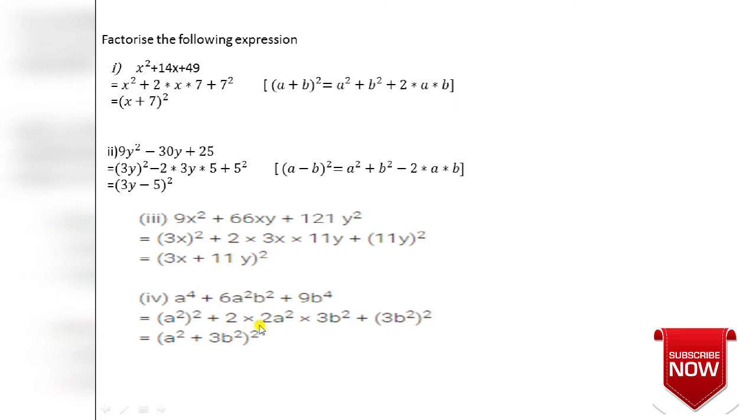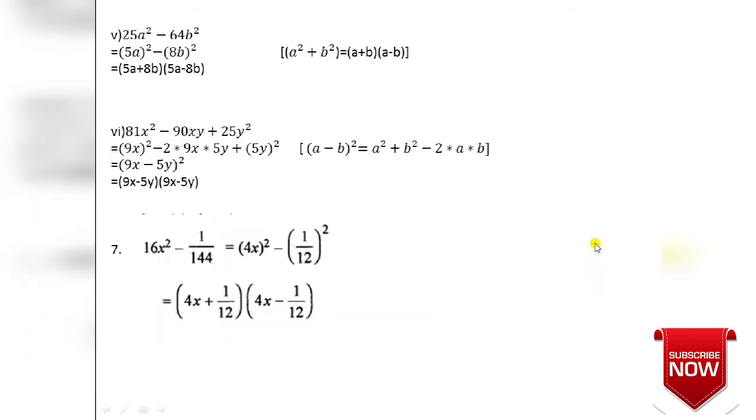So the formula here becomes, this 2 will be there, and it will become 3 into 2, 6 a square b square, which is the required term. And this is the whole formula of a square plus b square, the whole square. This is the required answer. Let's proceed further, students.